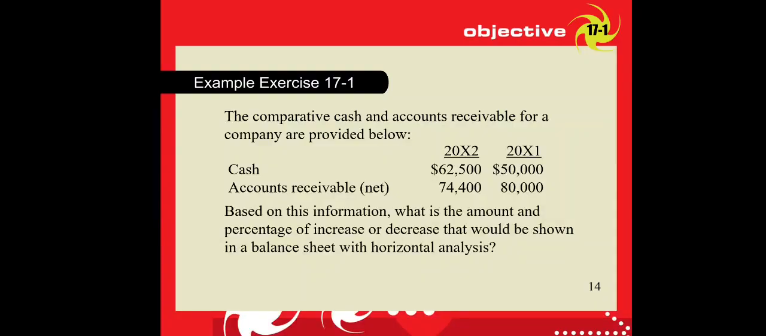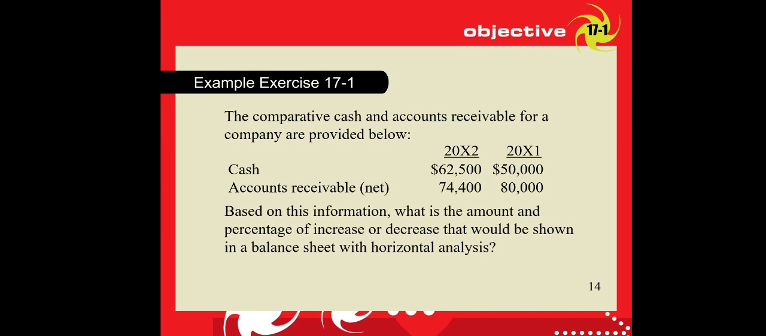So focus on income statement and balance sheet only. So let's see here. The comparative cash and accounts receivable for a company are provided below. Cash in year 2000X2 is 62,500. 2000X1 50,000. Account receivable 74,400 and 80,000. Based on this information, what is the amount and percentage of increase and decrease that will be shown in a balance sheet with horizontal analysis?